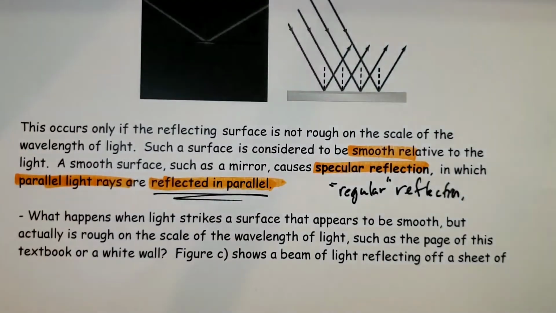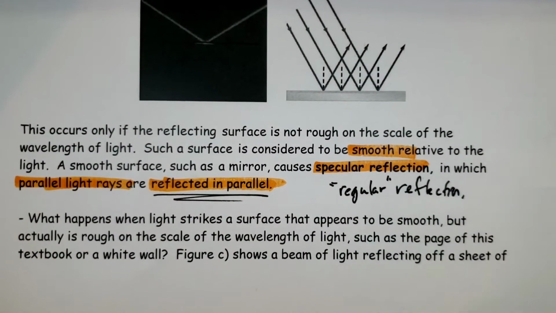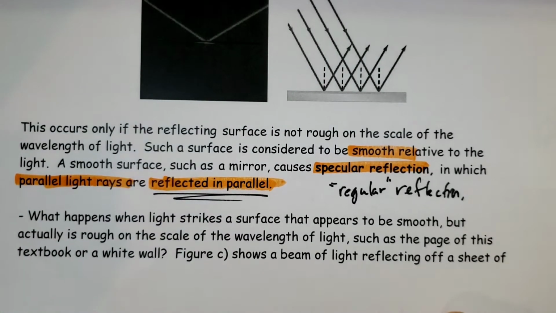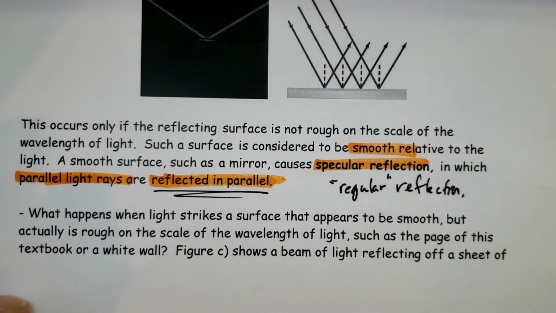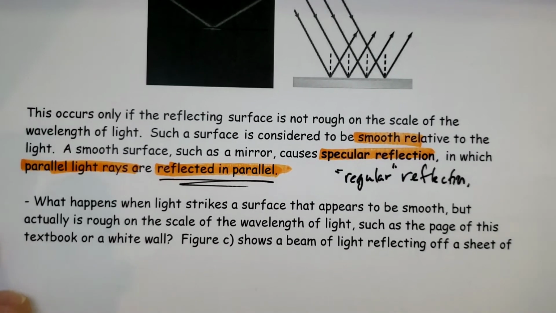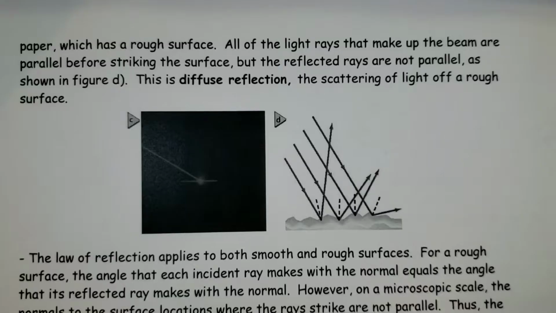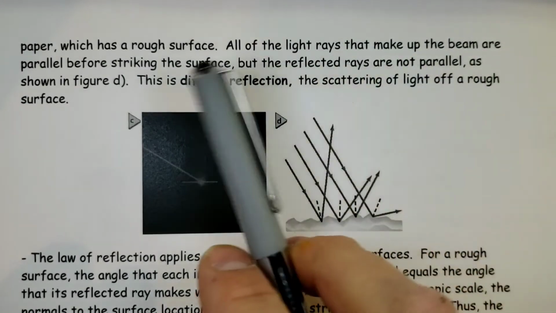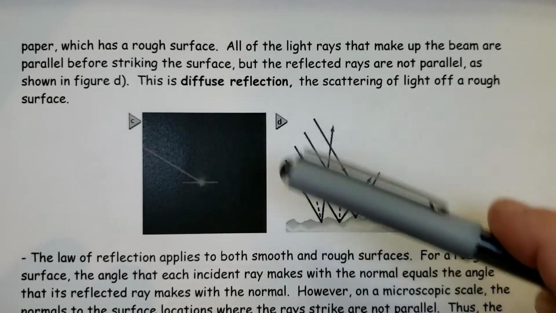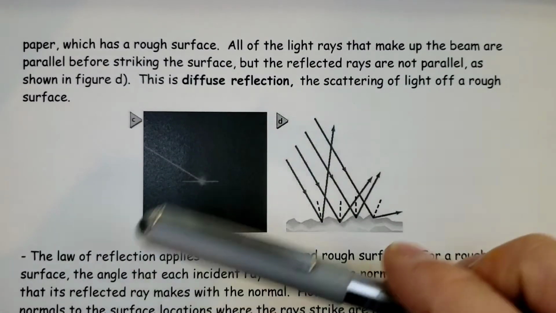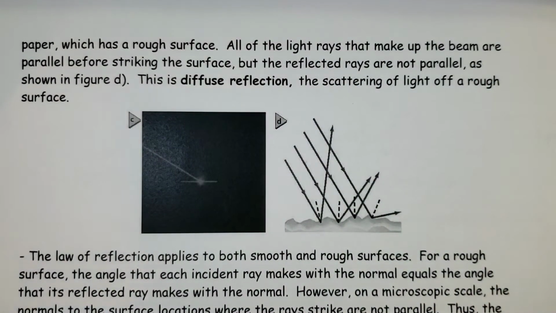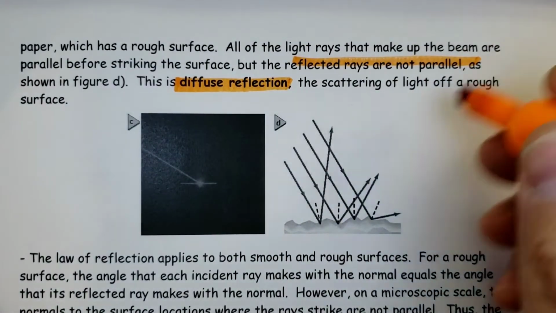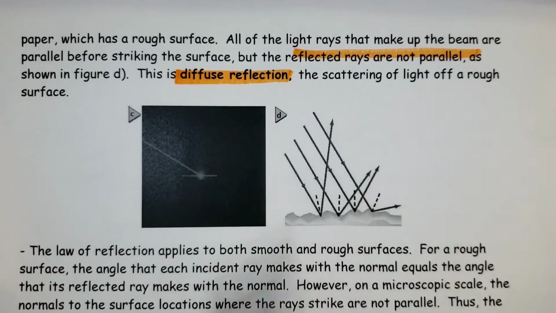What happens when light strikes a surface that appears to be smooth but is actually rough on the scale of the wavelength of light, such as the page of this textbook or a white wall? If we look on the next page, we'll see light hitting a piece of paper. All the light rays that make up the beam are parallel before striking the surface. So parallel, parallel, parallel, parallel, just like the other one. But the reflected rays are not parallel. So this is called diffuse reflection, reflection due to a rough surface.